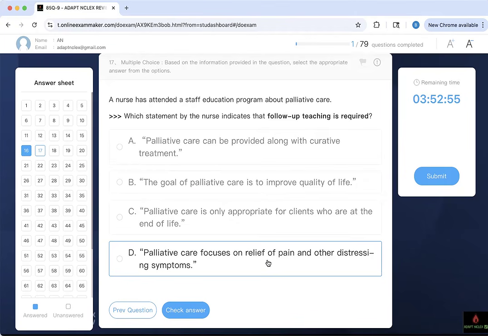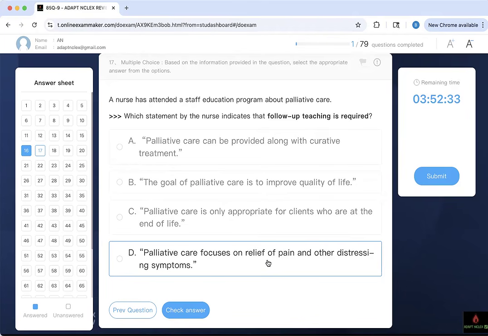We're trying to fix the problem. The goal of palliative care is to improve quality of life. Is that what we do it for? Palliative care is only appropriate for clients who are at what? The end of life. Do you do palliative care for a patient who is about to die? Palliative care focuses on relief of pain and other distressing symptoms.